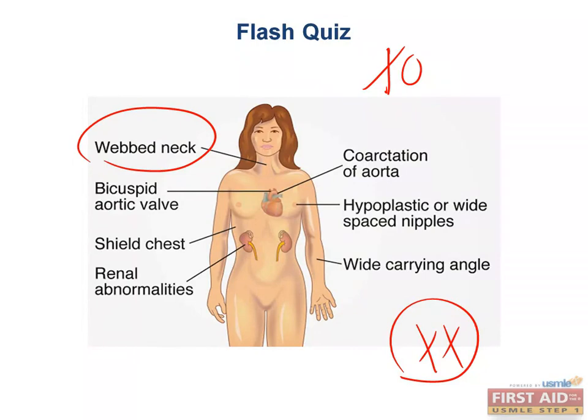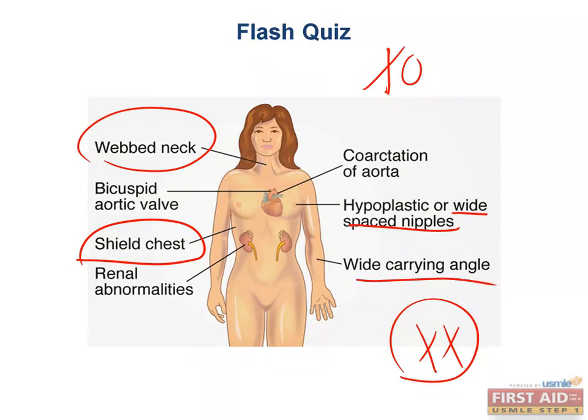Some of the bone abnormalities seen in Turner's patients include a wide shield chest and a wide carrying angle. The shield chest results in widely spaced nipples. They can be hypoplastic due to lack of stimulation by estrogen. We know that estrogen is a protective hormone against bone degradation because it regulates osteoclast apoptosis.